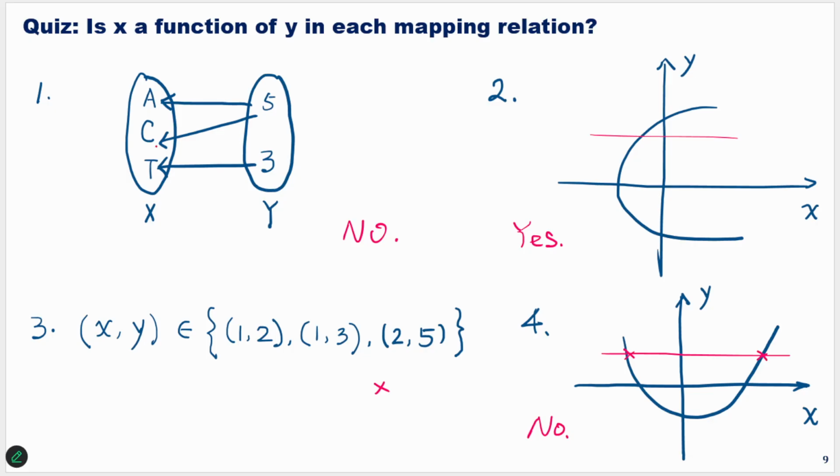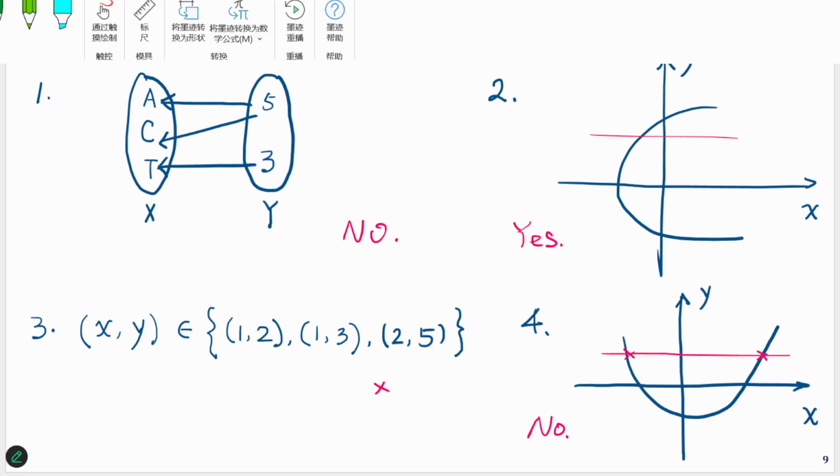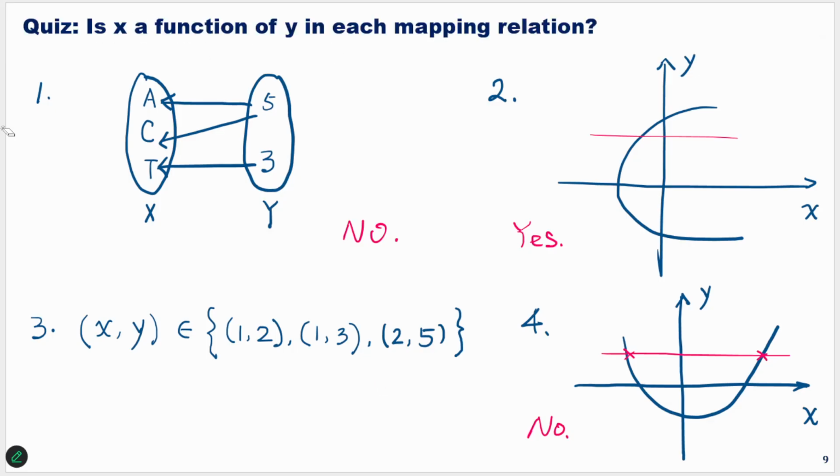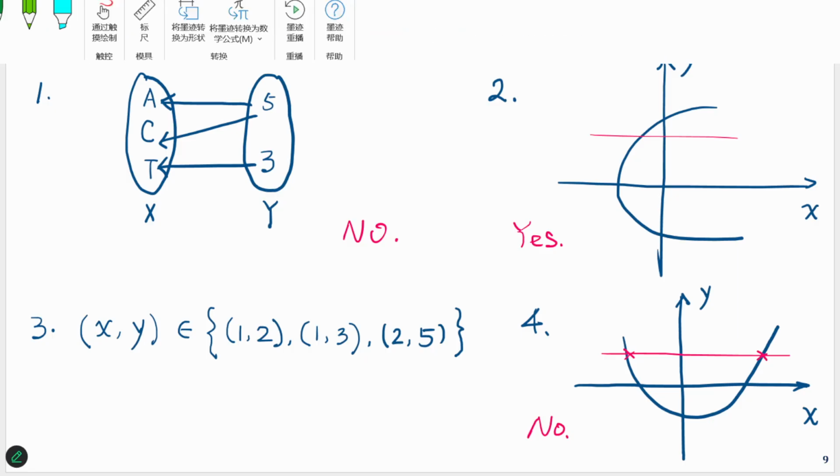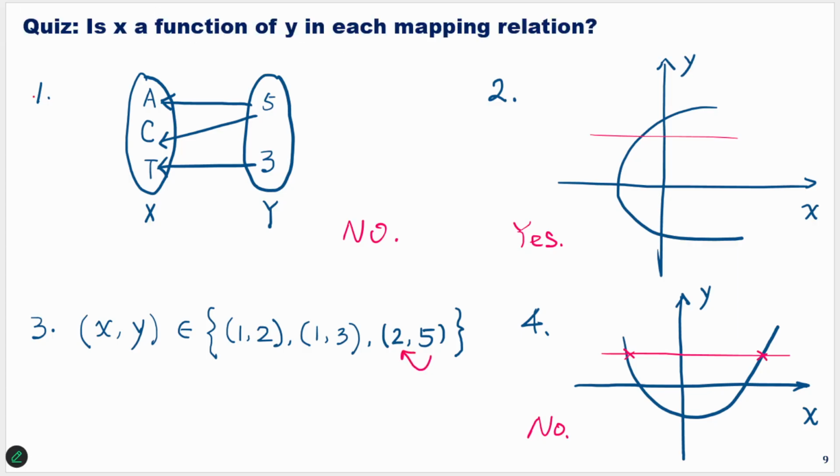Okay, so the third one, x is a function of y, which means y is the input. And when the input is 5, the output is 2. When the input is 3, the output is 1. And when the input is 2, the output is 1. Is this a function or not? Yes. So it's a yes, right?